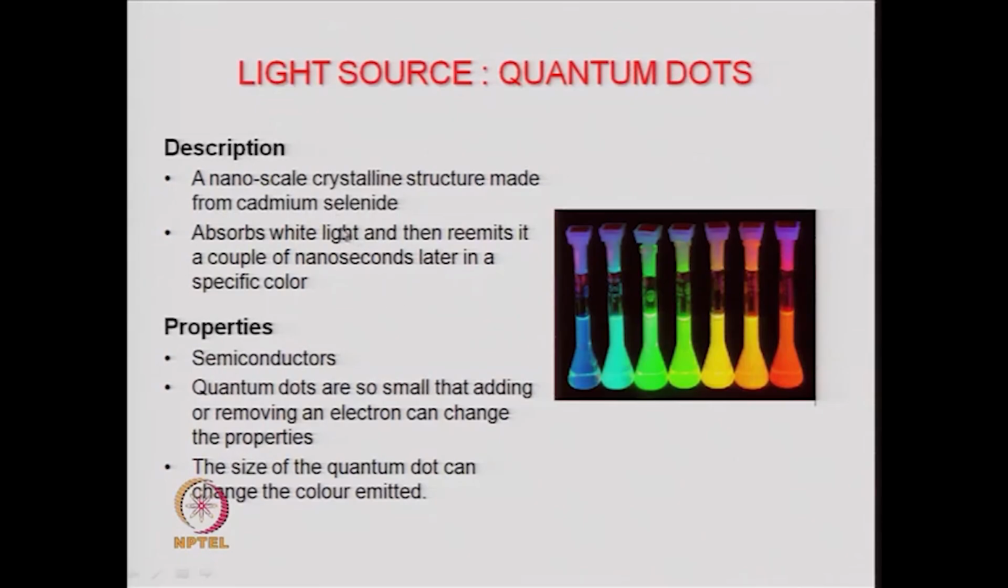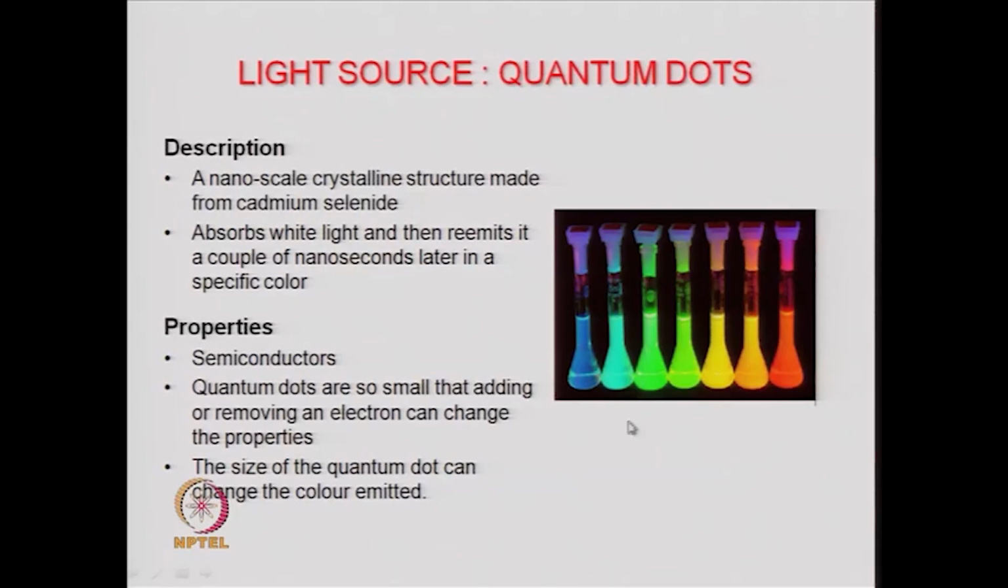So, normally cadmium selenide is a semiconductor. So, these quantum dots are typically semiconductors, and they are very small, so that by adding or removing one electron you can change its properties, because they are so small, their properties depend on few electrons, and you can tune their properties very minutely.